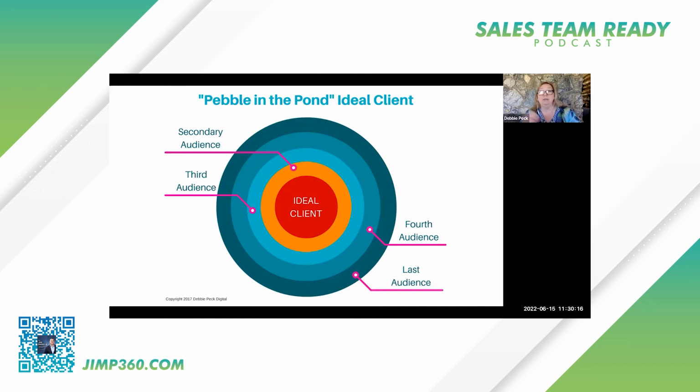And the other problem is, even if you did try and market to those other people, once you get them as clients, they're going to expect different things, right? They're going to expect that you're going to serve them as opposed to this ideal client.